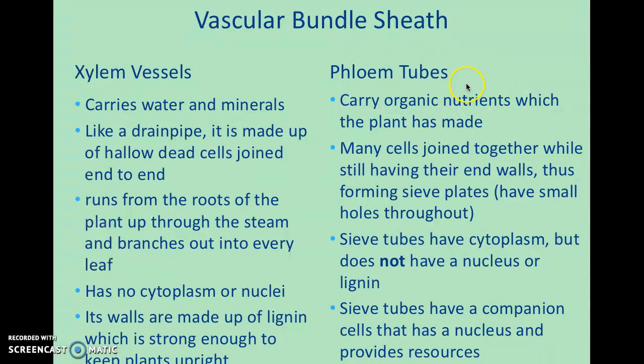Now the phloem tubes, those are going to carry organic nutrients, which the plant has made. Many cells join together while still having their end walls. Thus, they form sieve plates. Those are the little holes that I mentioned earlier. Sieve tubes have cytoplasm, but they do not have a nucleus. The sieve tubes have a companion cell, which has a nucleus, and that's what's going to provide those resources. So this is hollow and empty. Phloem tubes have cytoplasm, so they're not hollow nor are they empty, but they don't have the nucleus inside of them. They're going to have a little companion cell.